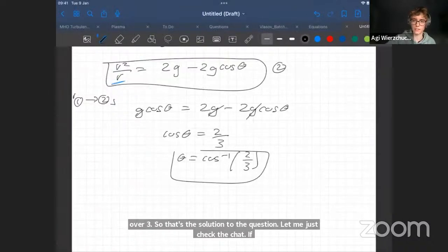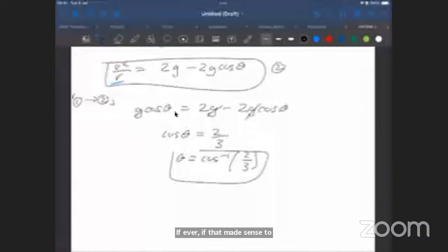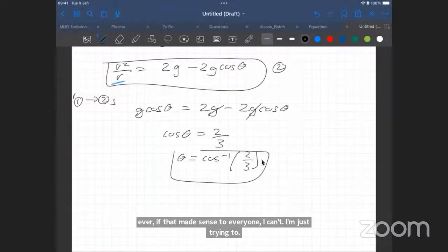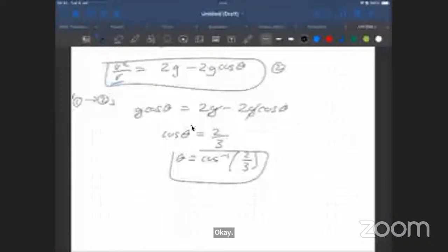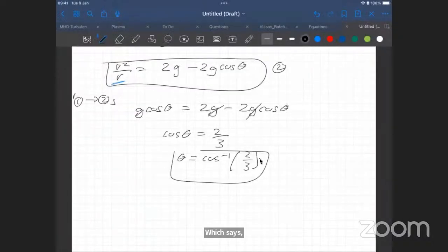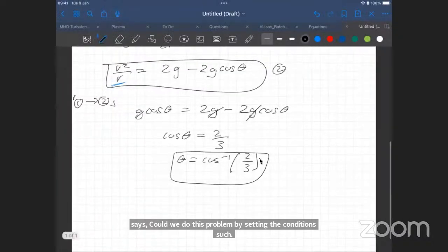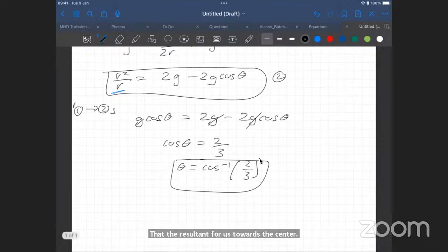I can't, I'm just trying to. You've got nothing in the chats, but you do have a question in the Q&A, which says, could we do this problem by setting the conditions such that the resultant force towards the center doesn't meet the required centripetal force?